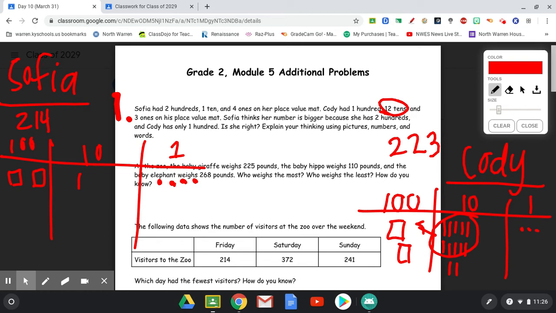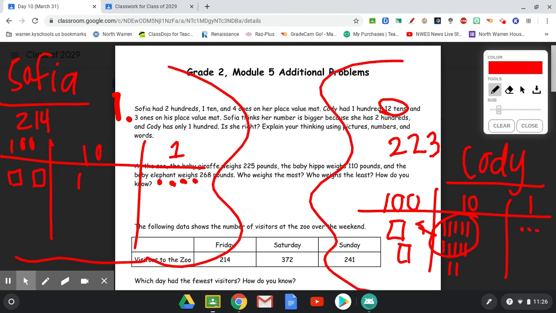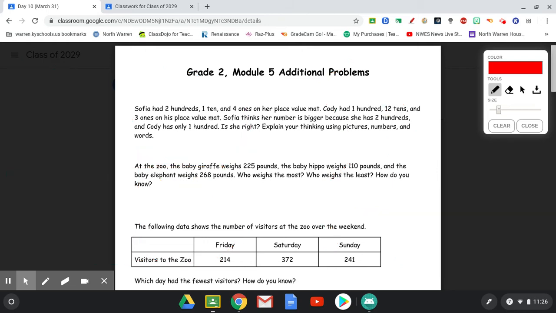So you would need to explain that Cody actually has the biggest number, and you can explain that by showing your work like this, or you can write it out and show how you regrouped. Either one of those is fine with me. Okay, so number 2.